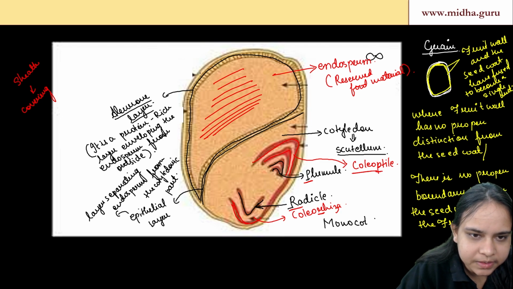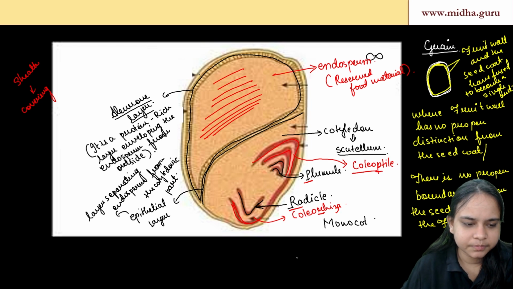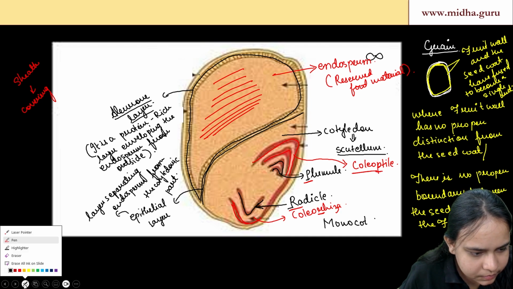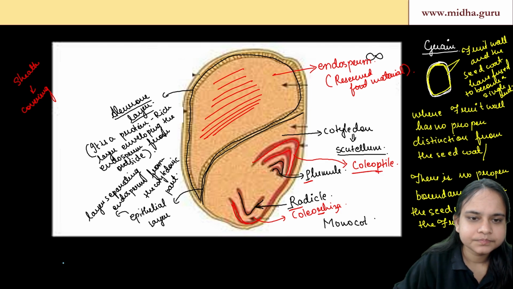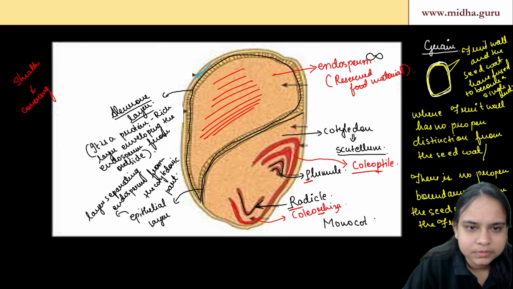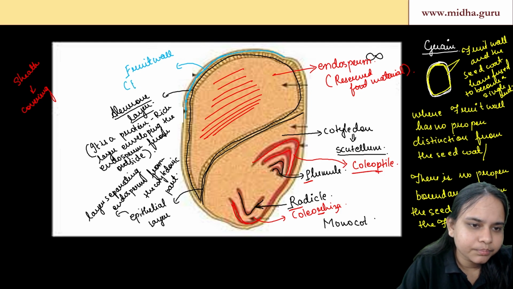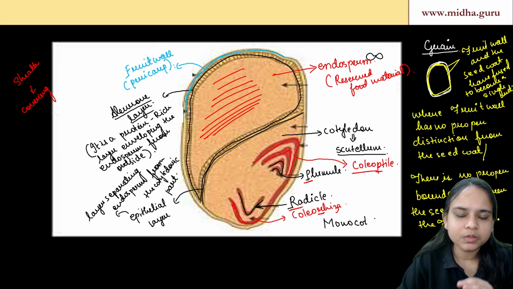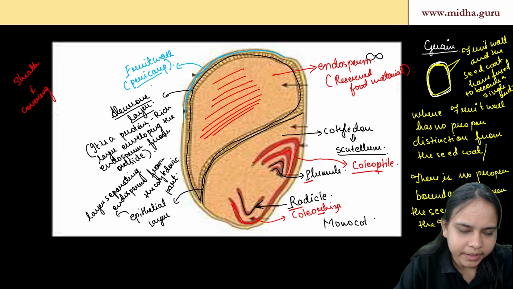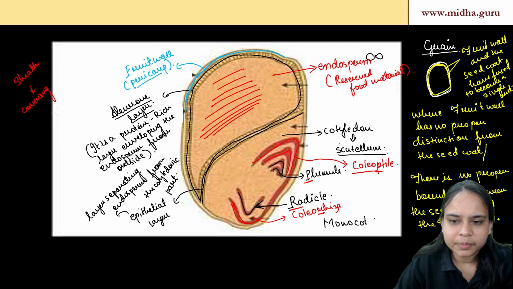Then let us observe this part. Let me change the color of the pen for good clarity. See, this part is actually the fruit wall. It is technically termed as pericarp, that is the outermost layer of the fruit wall. This is pericarp. So let's revise first from the beginning.